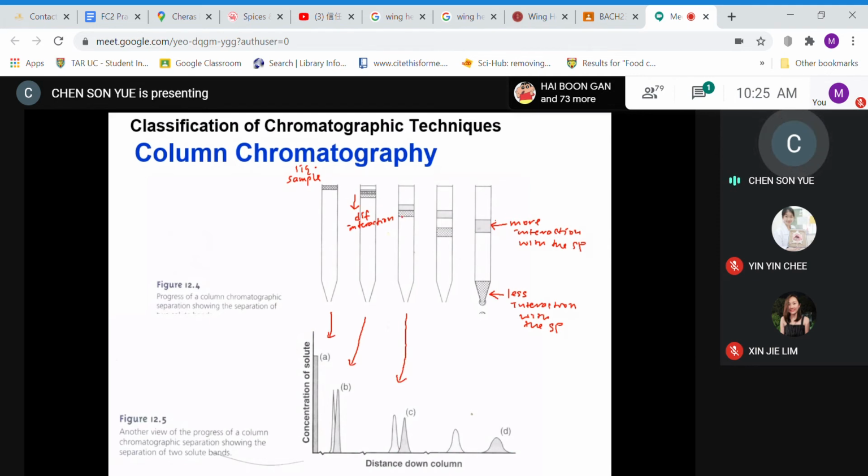You can see the two bands not really separated, that's why you can see a certain degree of overlapping here. And now you can see they are separated. Of course, this one also refers to the same chromatograph. The two are separated.